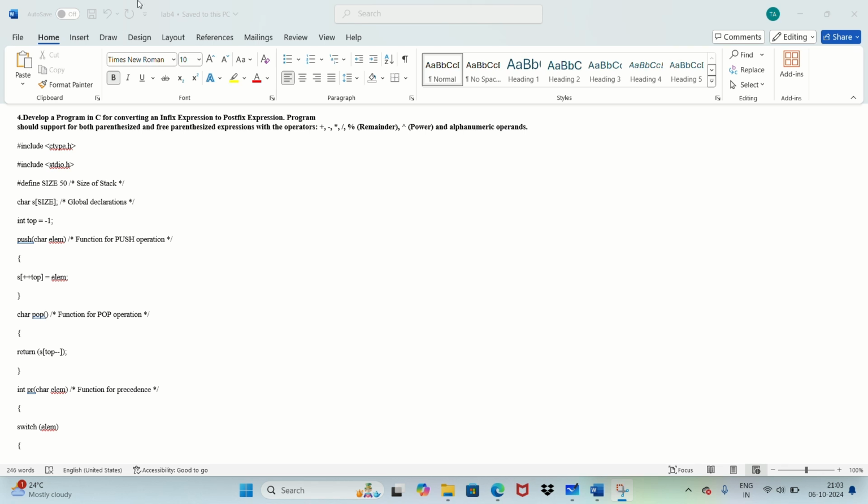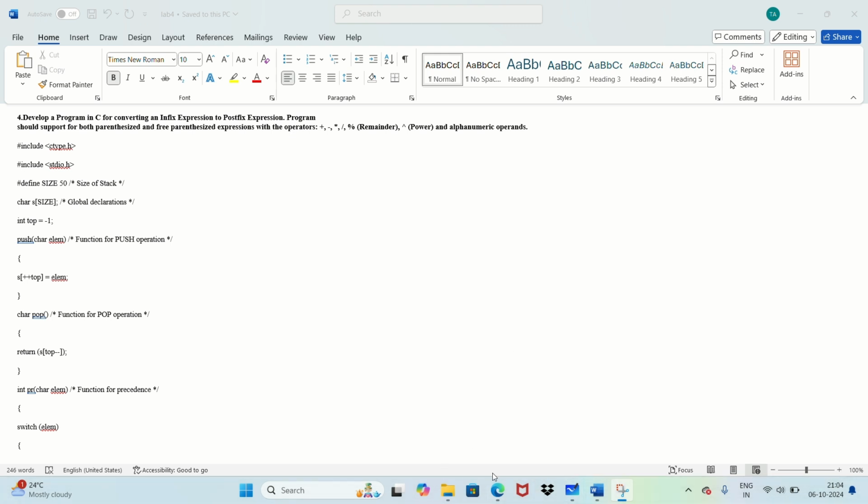Hello all. Today we will start with the fourth lab program, which is to develop a program in C for converting an infix expression to postfix expression. The program should support both parenthesized and free parenthesized expressions. That means it can be with brackets or without brackets, with the operators plus, minus, into, slash, remainder and power, and also alphanumeric operands. So we are going to see how to convert infix expression to postfix expression.